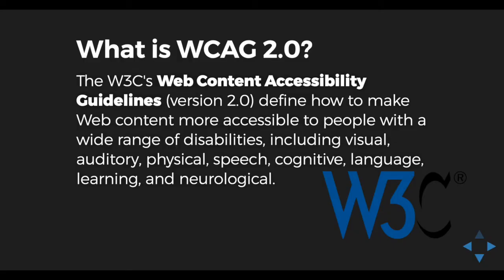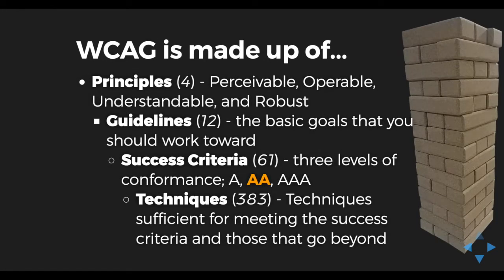So what is WCAG 2.0? This is the official definition. It's a definition of how to make web content more accessible to people with a wide range of disabilities, including visual, auditory, physical, speech, cognitive, language, learning, and neurological. That's a whole mouthful there. It's made up of 4 principles, which tonight you're here for Perceivable, but there's also Operable, Understandable, and Robust. The guidelines which support those principles, there's 12 of them. Those are the basic goals that you should work towards. The success criteria, there's 61 of them, as you can see, this is multiplying as we go deeper and deeper. But there's 3 levels of conformance for the success criteria.